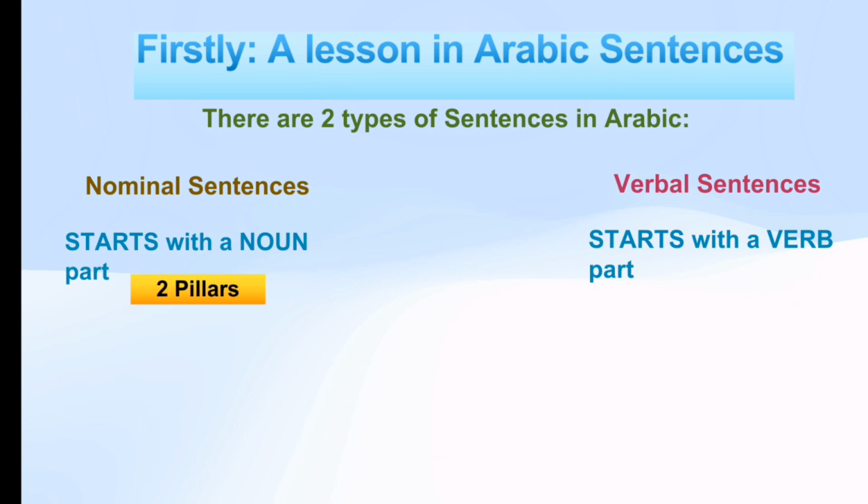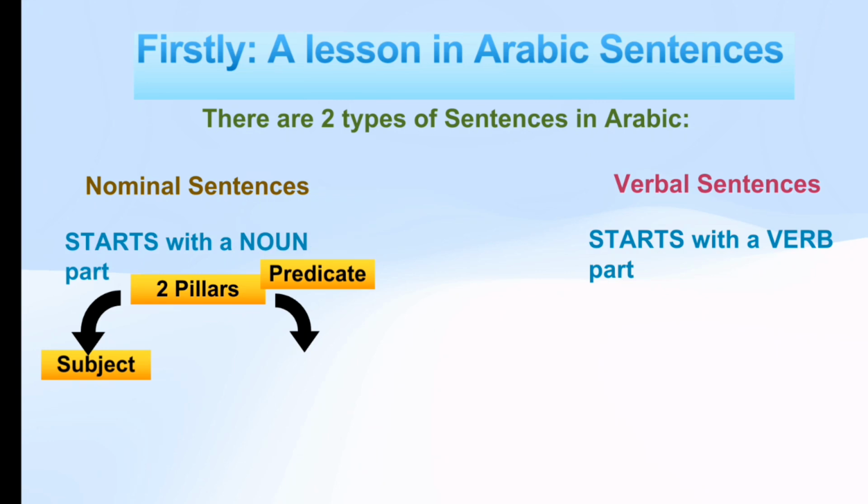Now each sentence has two pillars. Remember, a pillar is what holds up the building. And so if any of the pillars are missing, the building can't stand. Meaning if these two pillars are not both there together, then the sentence will not be considered a nominal sentence. And the same thing goes for verbal sentences. They both have two pillars each. So what are the pillars of the nominal sentence? The first pillar is the subject, and the second pillar is the predicate.